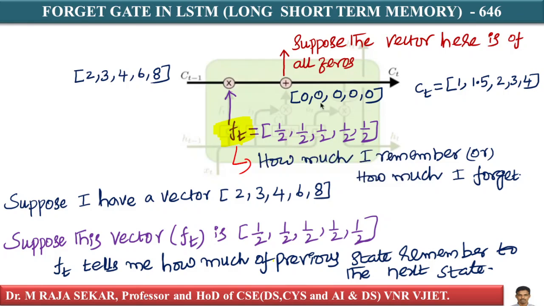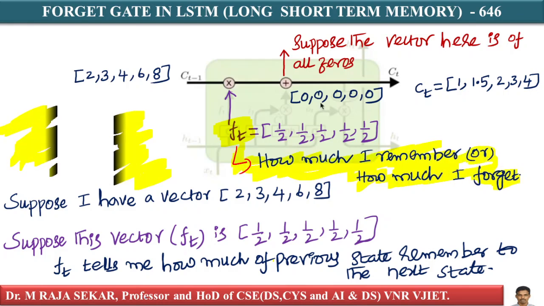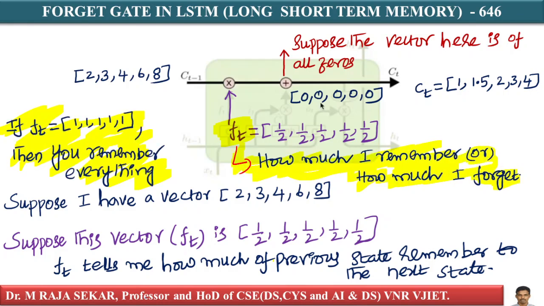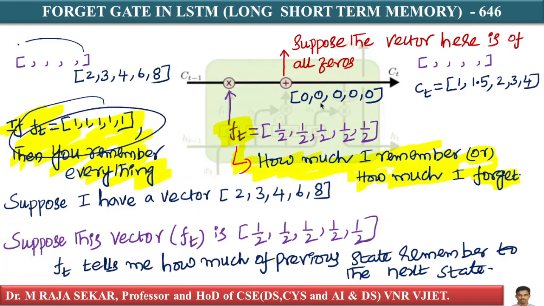If your FT is all ones, you are remembering everything, isn't it? What happens if you keep FT equal to all ones? Whatever is here will be reproduced. You can send the same thing. Whatever is in CT minus 1 will be sent as it is to CT if your FT is a vector of all ones, isn't it?